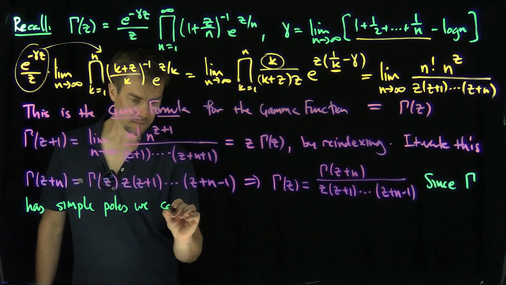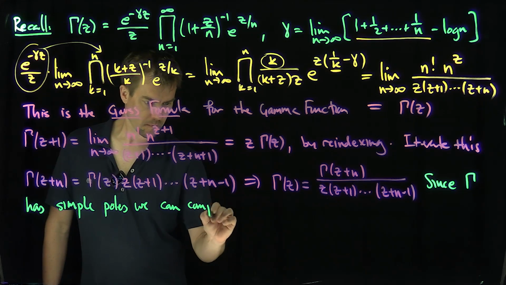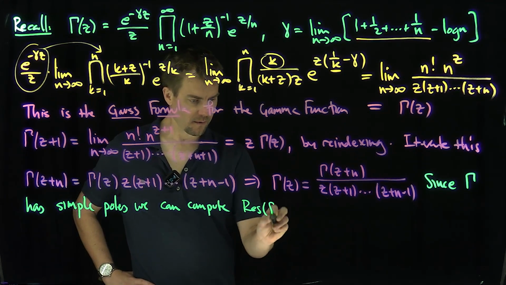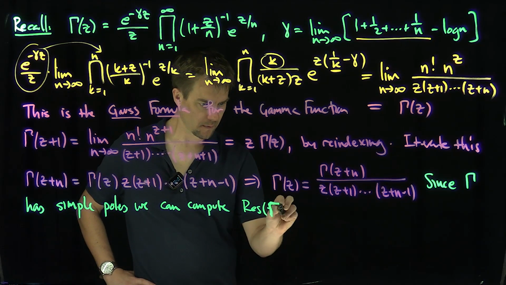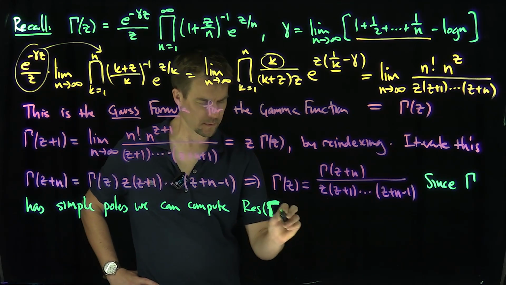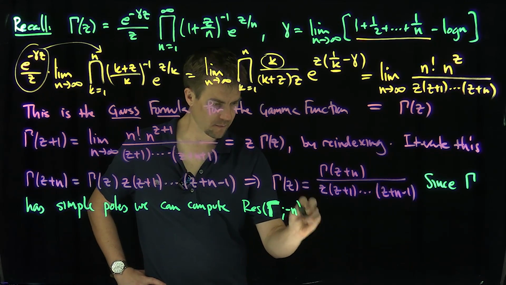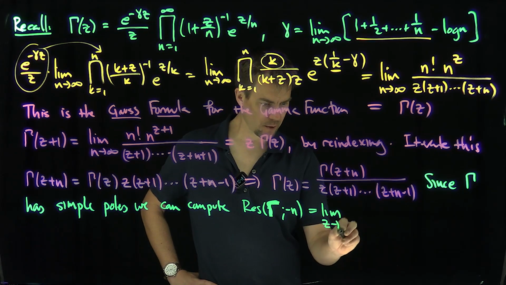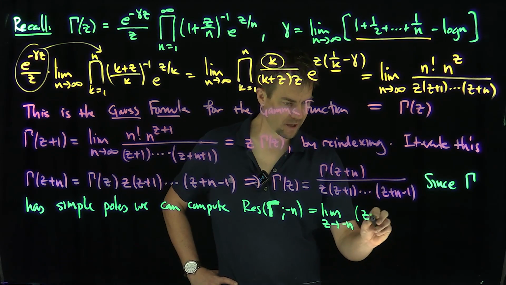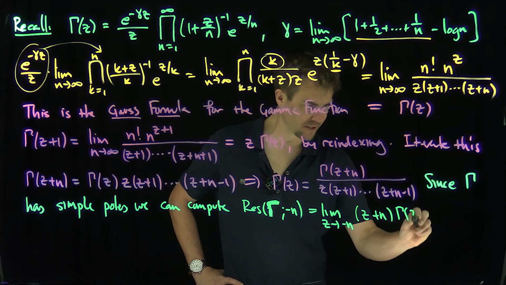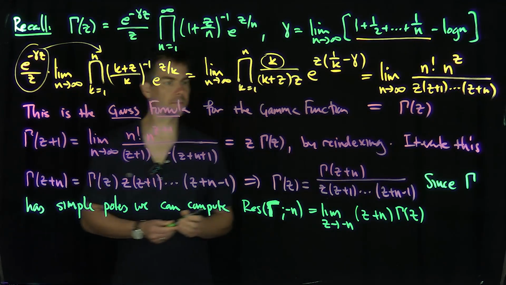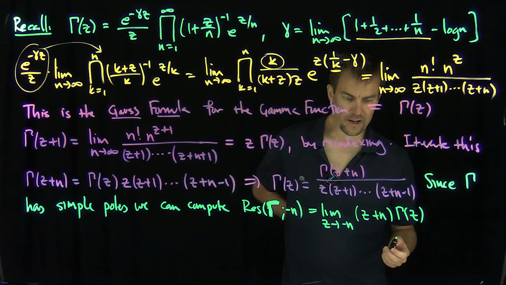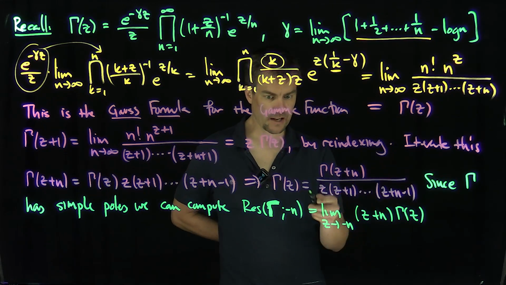we can compute the residue of gamma at the point negative n, right? It'll just be the limit as z goes to negative n of z plus n times gamma of z, right? Excellent. And so now what do you do with that? What you do with that is you say, okay, well now I can compute this easily. I should put a gamma of z plus n up here, right?